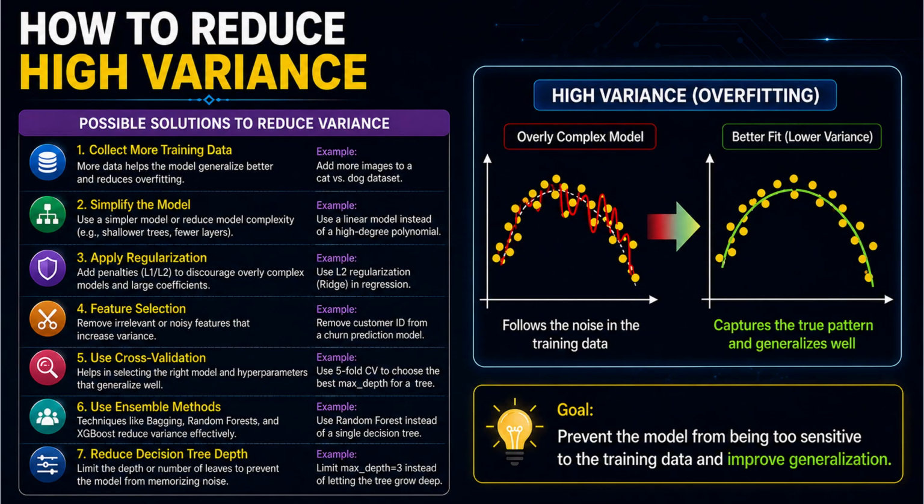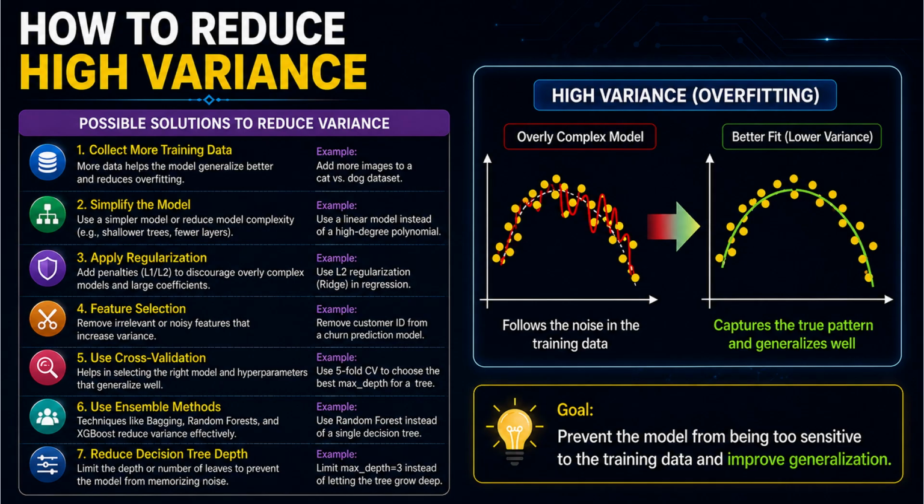Okay, next comes how to reduce high variance. So collect more training data. For example, add more images to a cat versus dog data set. Simplify the model. Use a linear model instead of a high degree polynomial. Apply regularization. Use L2 regularization, ridge regression. Feature selection. Remove customer ID from a churn prediction model because it is not going to affect the result.